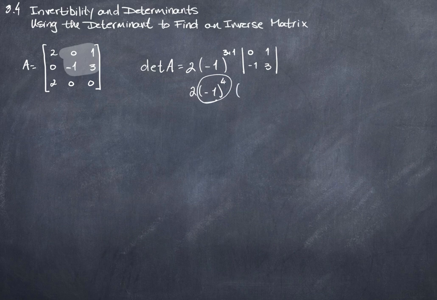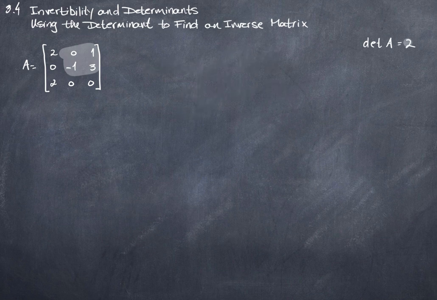My determinant is 0 minus -1. So I get 2 times 0 minus -1, which is 0 plus 1, which is 1. So I'll make a note up here that the determinant of A is equal to 2. And we'll have that now ready when we need it.